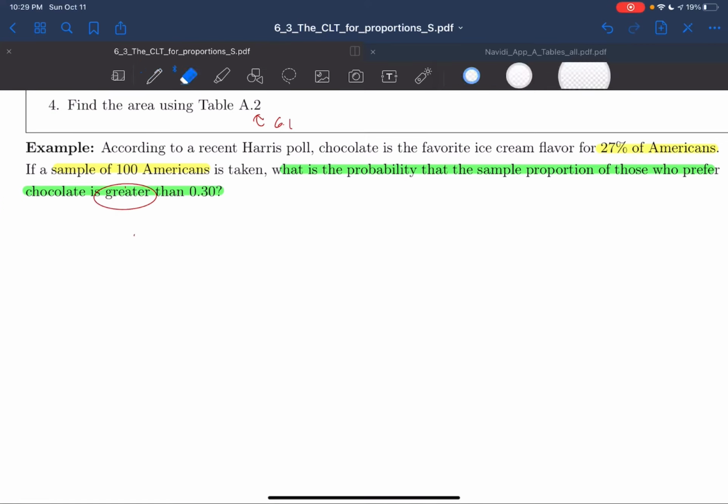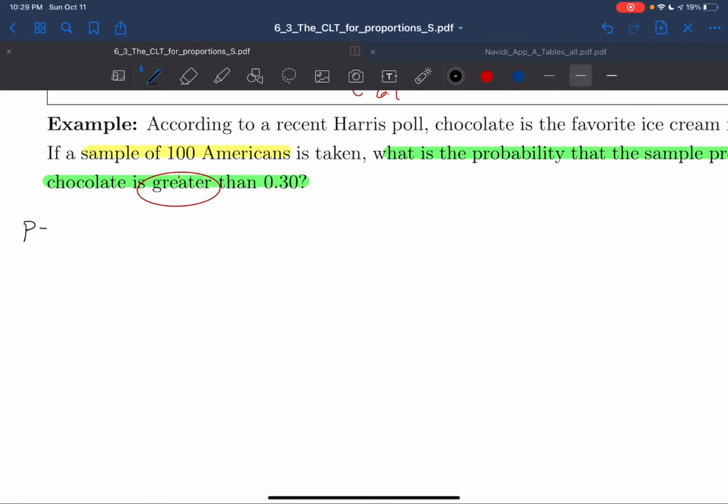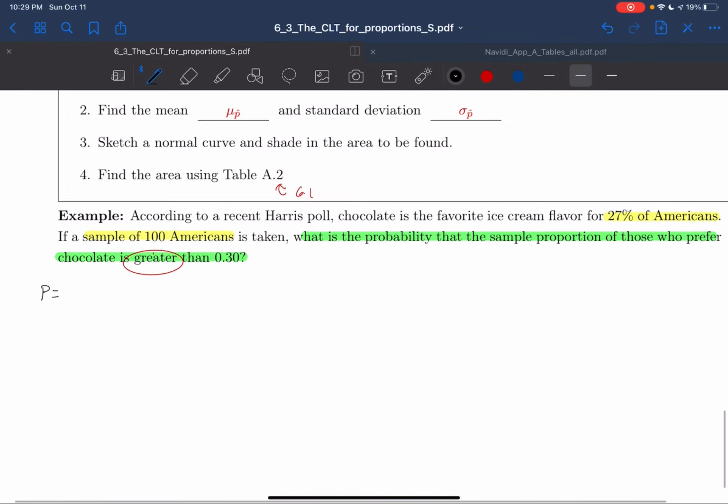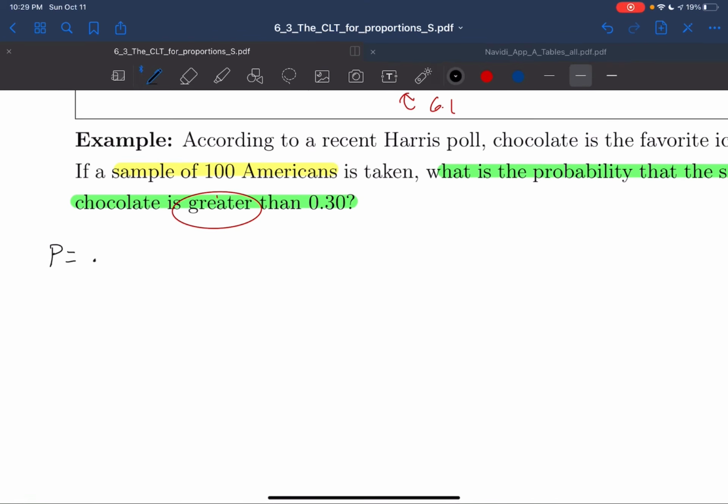Okay. The first thing I want to do is collect all the information that's given. We know our population proportion here is going to be this 27%, or 0.27. We know our sample size. Here, our sample size is 100 Americans, so n is 100. So we have all the information we need.